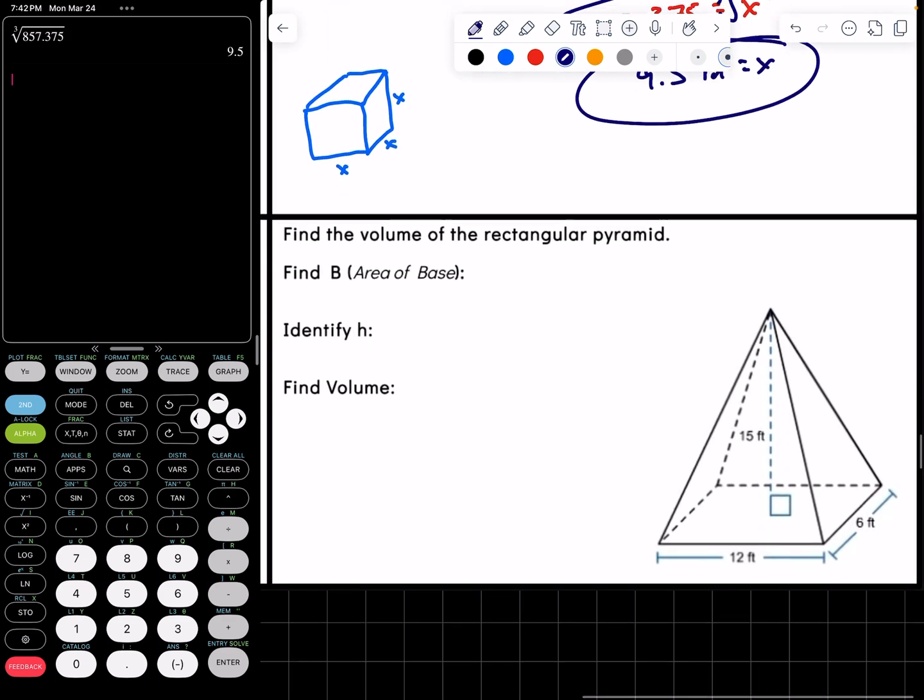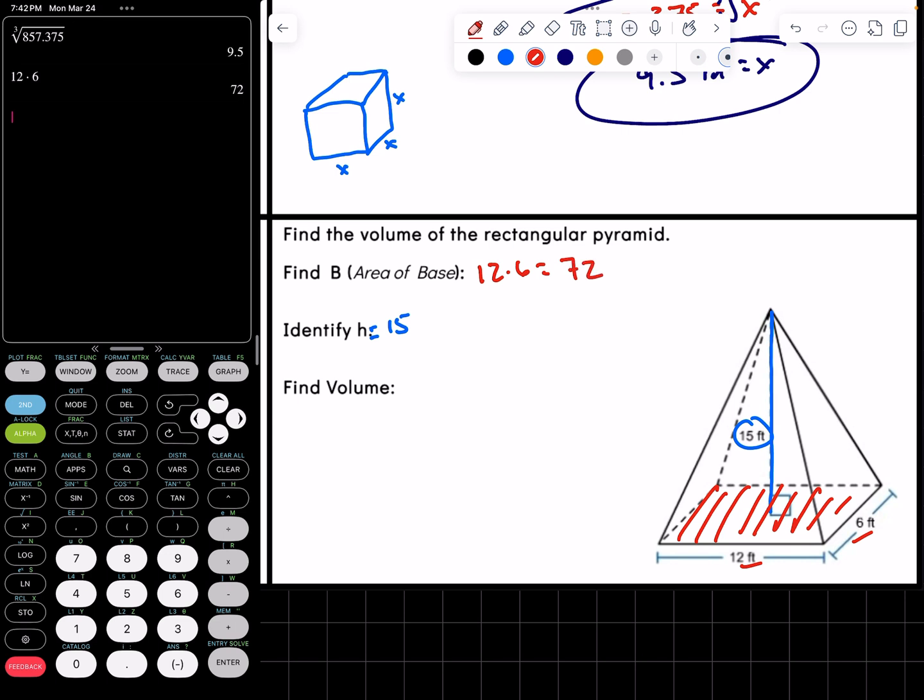Down here, the volume of a rectangular pyramid. So we have our height, which is 15. The area of our base is going to be 12 times 6. Nothing crazy here, okay? It's just a rectangular pyramid instead of a square pyramid, so I did want to show one. 72, our volume is going to be our area of our base, which is 72, times our height. So 72 times 15 equals 1080, and that is going to be feet cubed.